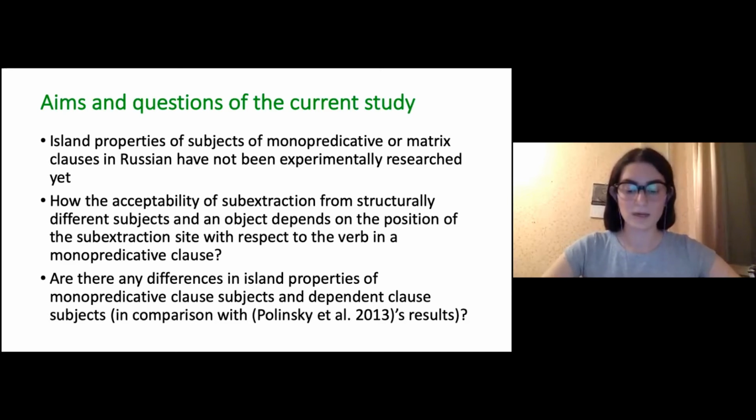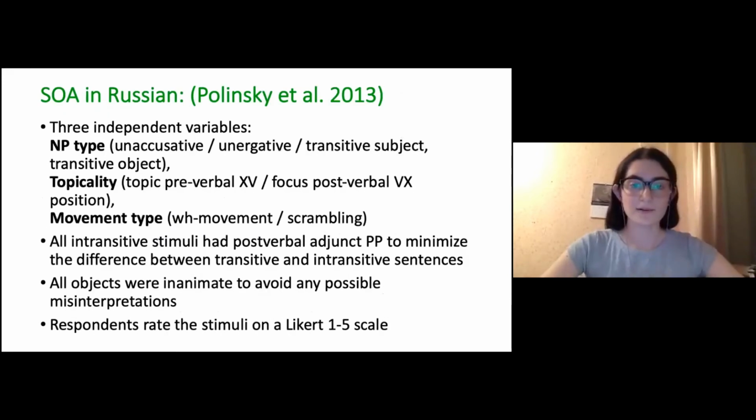And as we wanted to compare our results with the results of Polinsky, we decided to choose the two factors mentioned above, which means the verb structural type and the position of an NP undergoing subextraction. The experiment of Polinsky had three independent variables: NP type, which means the subject of an unaccusative, unergative, or transitive verb, and an object of a transitive verb.